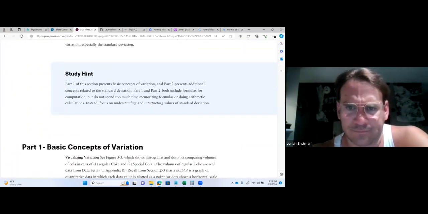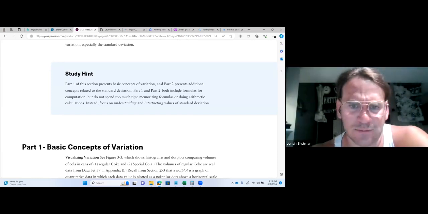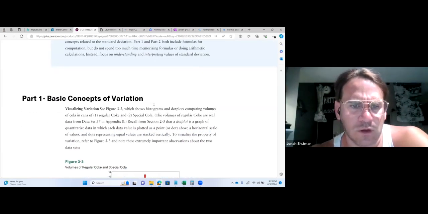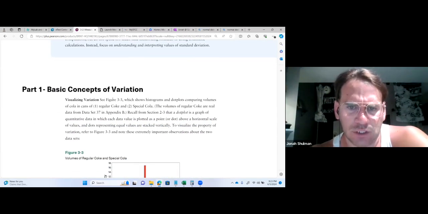Okay. Both include formulas or computation, but do not spend too much time memorizing the formulas. Instead, focus on understanding and interpreting the values. Cool. So, visualizing variation.